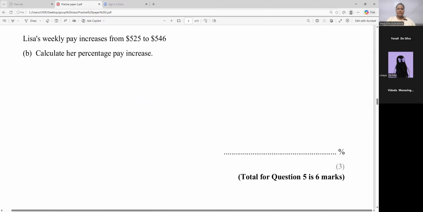Next one, Lisa's weekly pay increases from 525 to 546. Calculate her percentage pay increase. Increased amount over the initial value. So her salary is now 546. It was 525. Divide by the previous salary, times by 100. Then enter this into the calculator and see.